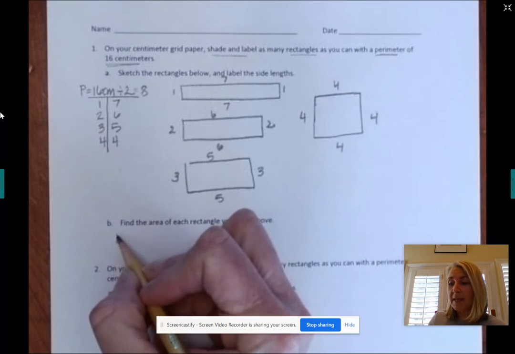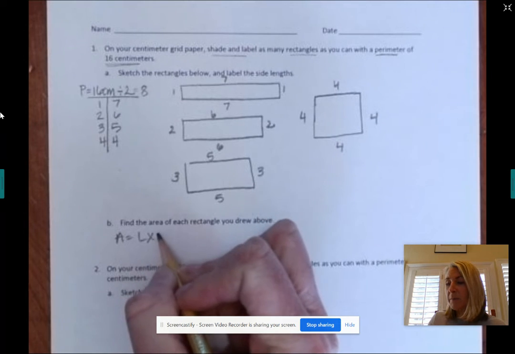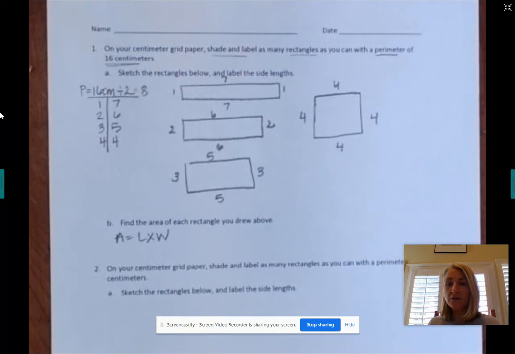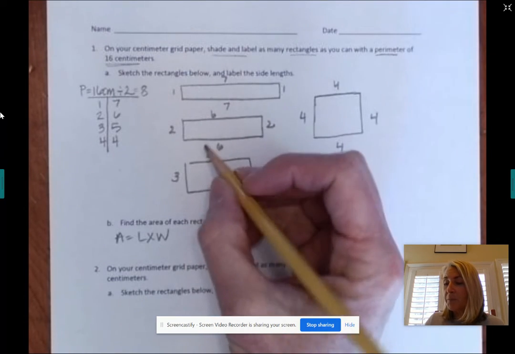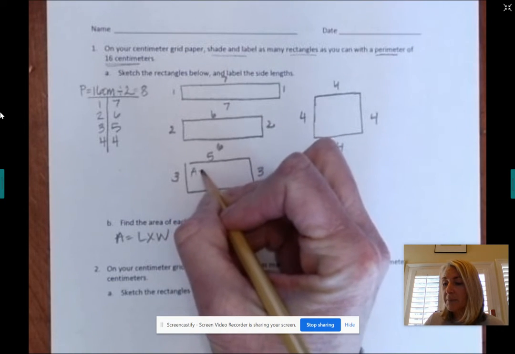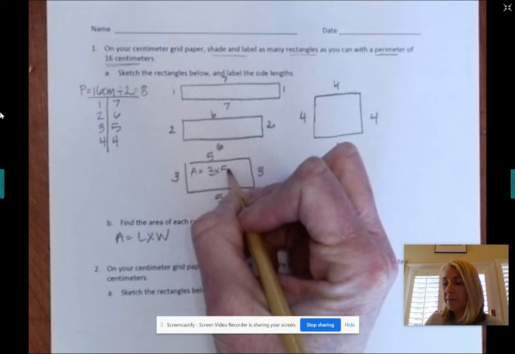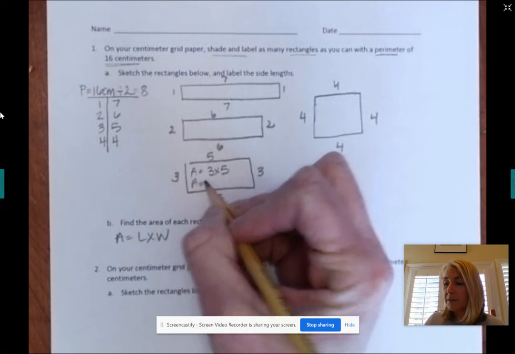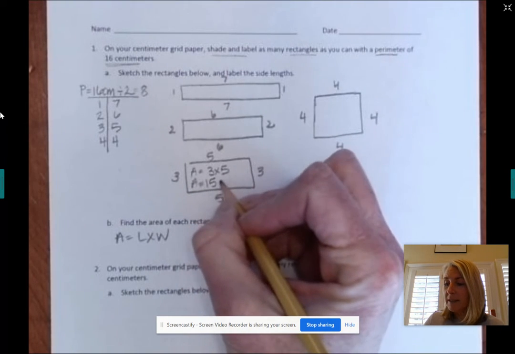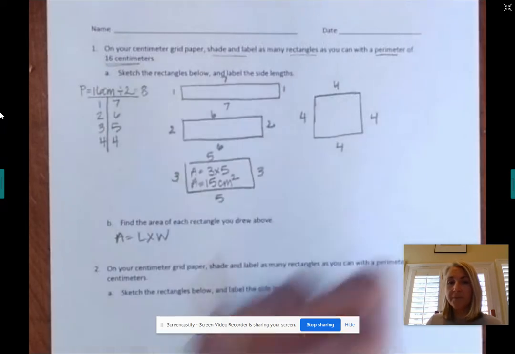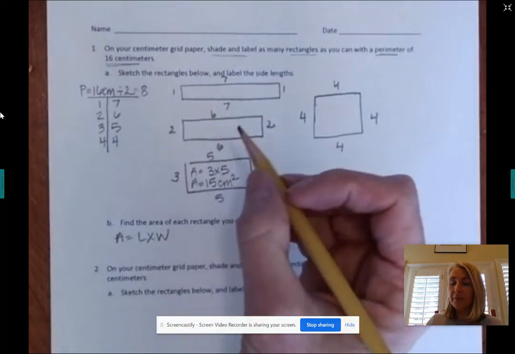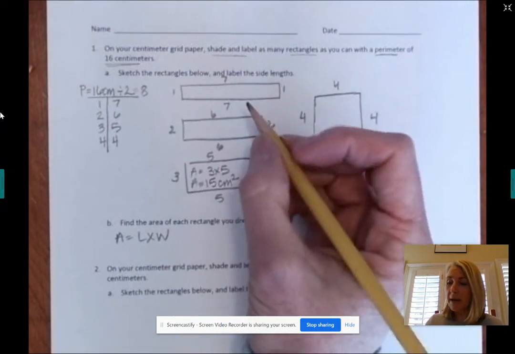But I want you to write down the formula just as a reminder, right? We are doing length times width. Area equals length times width. So my area is going to be 3 times 5. Area equals 15 centimeters squared. There's area 1. Well, really 3. I'm working backwards for some reason.